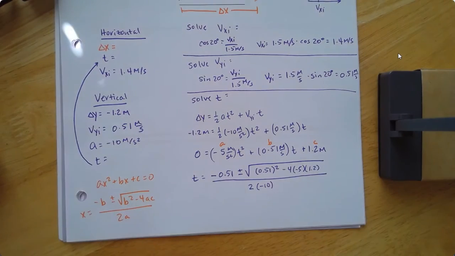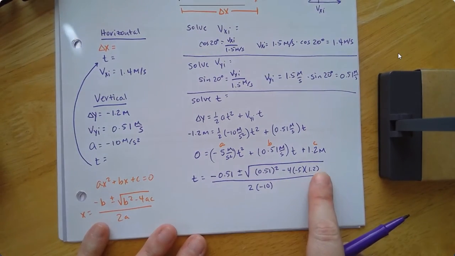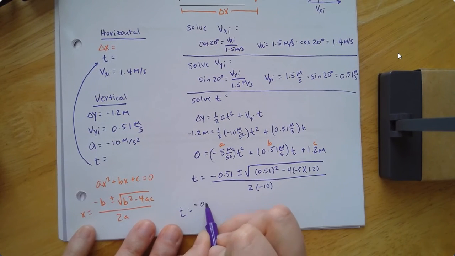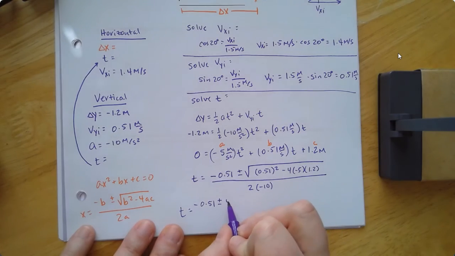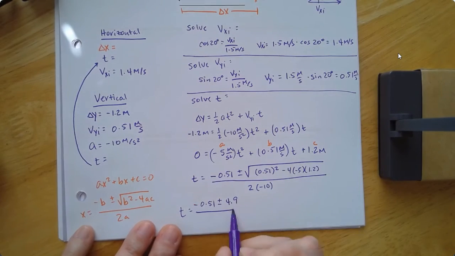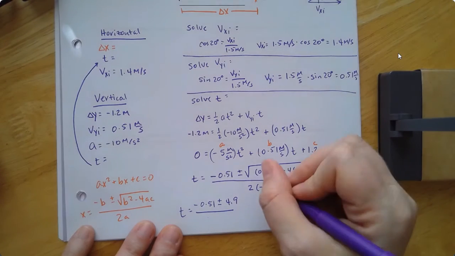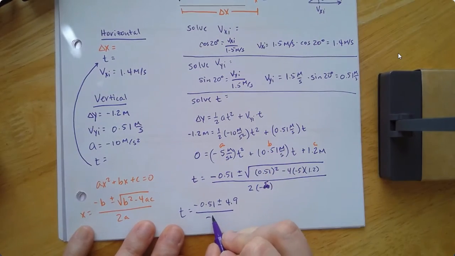So the way that I was taught to solve these was to figure out what this value was and then divide it up in the plus or minus. So our t would be equal to 0.51 plus or minus, and then this was 4.9 divided by, oh, hang on a second, this is a minus 10, this is minus 5. All right, then minus 10 down here.